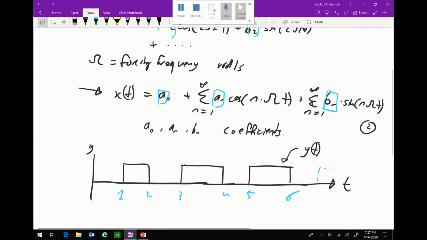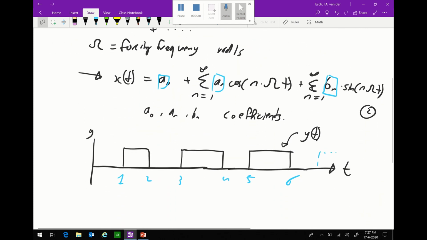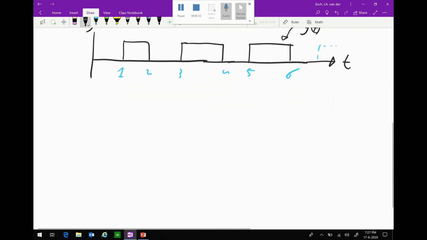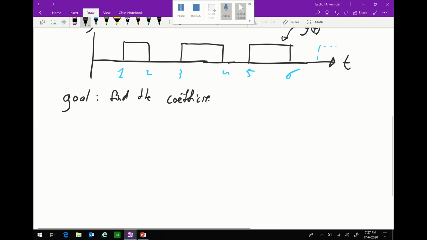So like I said earlier, the goal is to find those coefficients a naught, an, and bn, and how to do this. So goal: find the coefficients a naught, an, and bn.